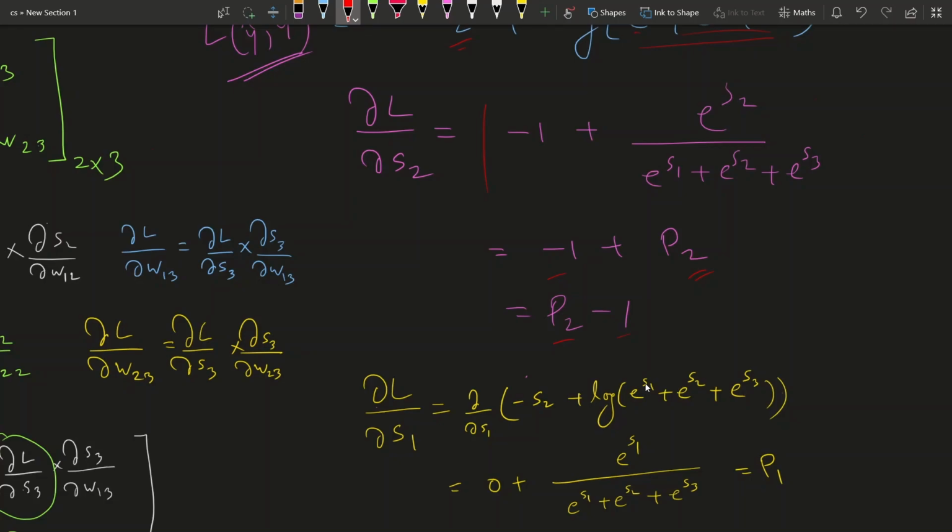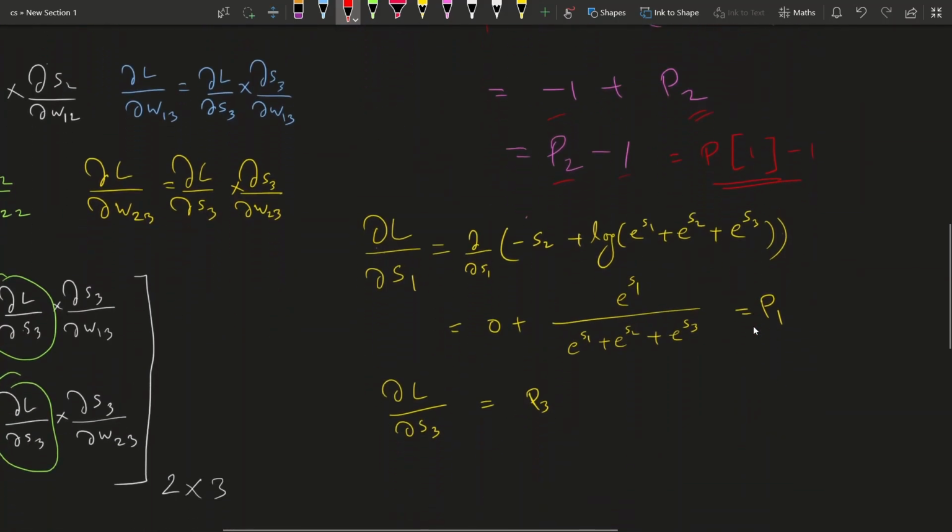P2 -1. Or you can say this is P of y, P of 1 -1. I'll explain this later while coding. But yeah, let us see del L by del S1. So del L by del S1 is basically this entire expression. You take the entire expression and then try to differentiate with respect to S1.